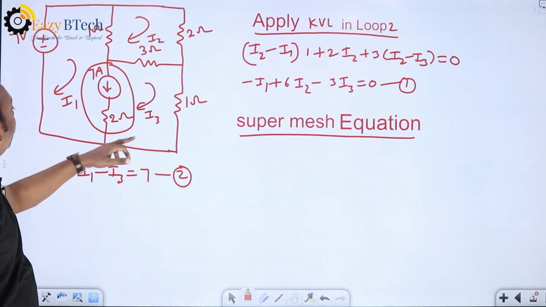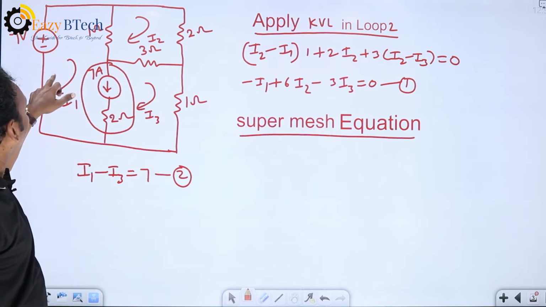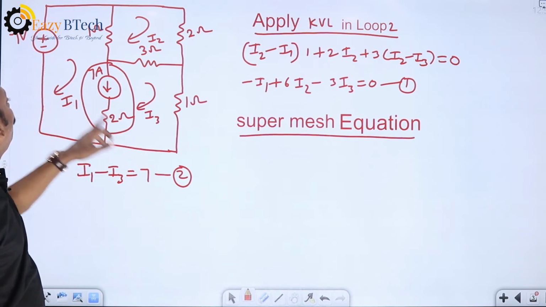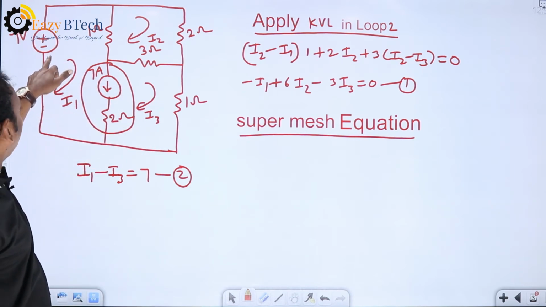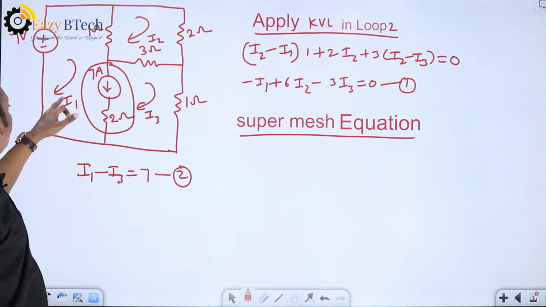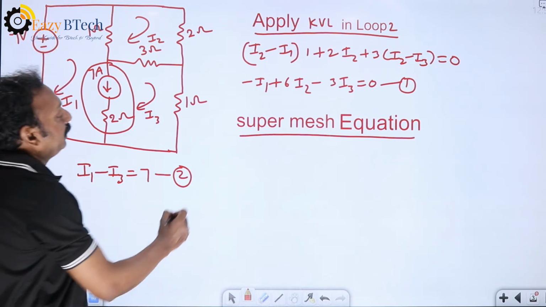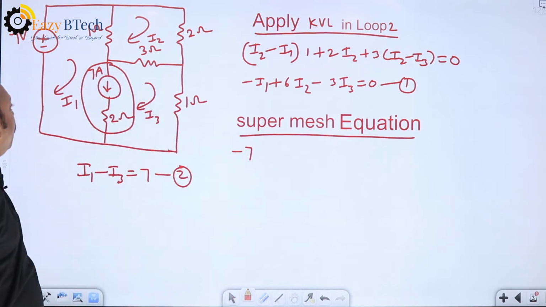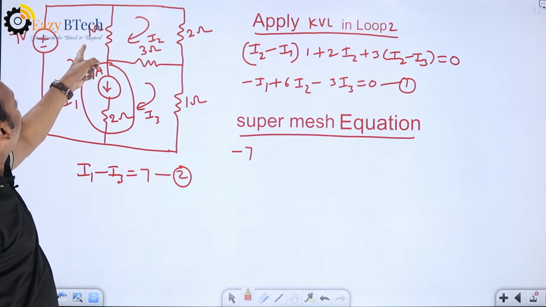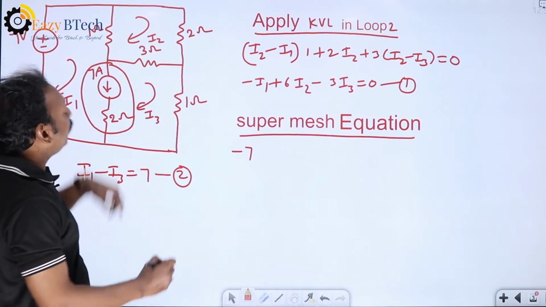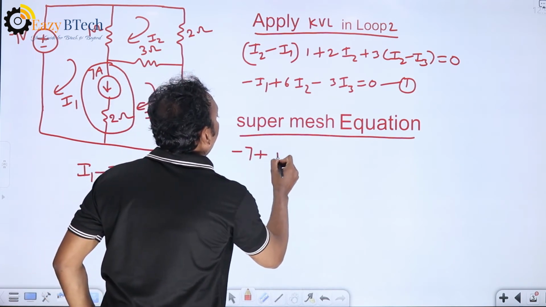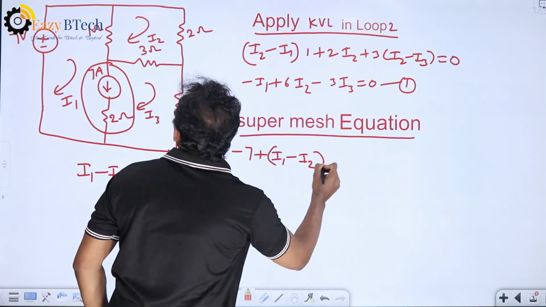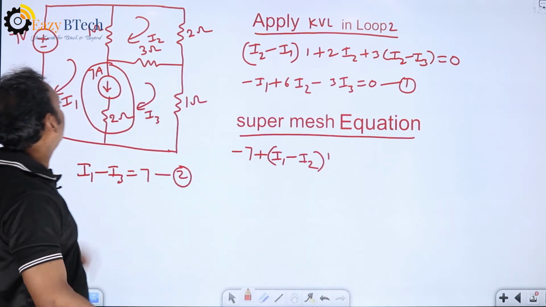Except this common term, write the remaining voltages with respect to loop 1 and loop 2. What are the remaining voltages? 7: positive or negative? Current I1 is going negative to positive, so that is minus 7. Now, this 1 ohm is present between the first loop and second loop, so I1 minus I2 into 1 is the voltage across the 1 ohm.